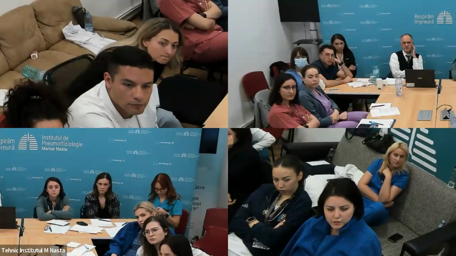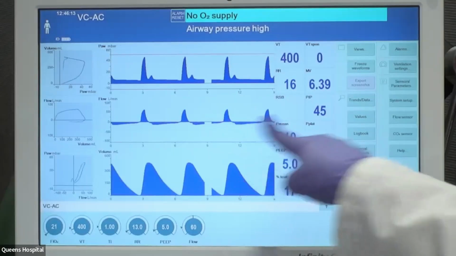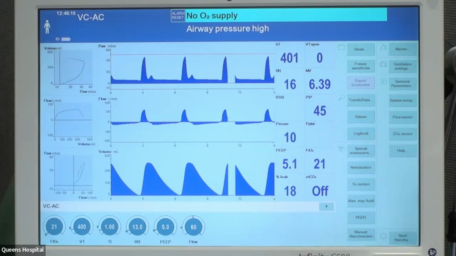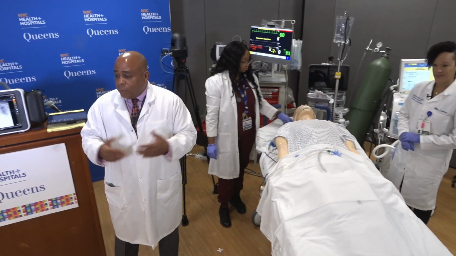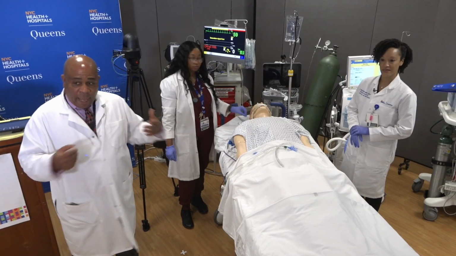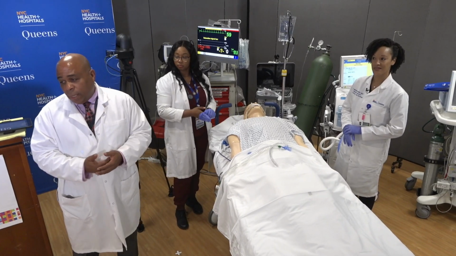So now you've given the patient more exhalation time, and now they're having more time to exhale the CO2. Good job, doctor. So you increase exhalation time. Very good, Team 3. All teams, you did a great job. Just go around telling us how you felt about the simulations.